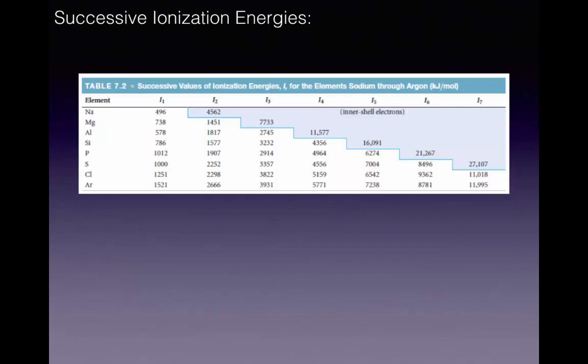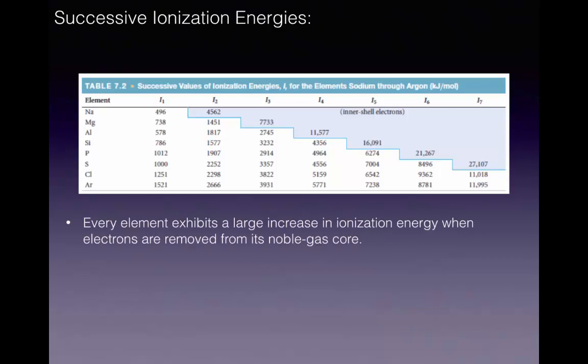Now, the interesting thing for you to look at is the sharp increase in ionization energies that this blue ladder shows. If you notice, for example, for sodium, the first ionization energy is only 496. The second ionization energy is 4,562. So why in the world does this sharp increase in ionization energies occur? And the reason why is that when electrons start to be removed from the noble gas core of electrons, it requires much more energy.